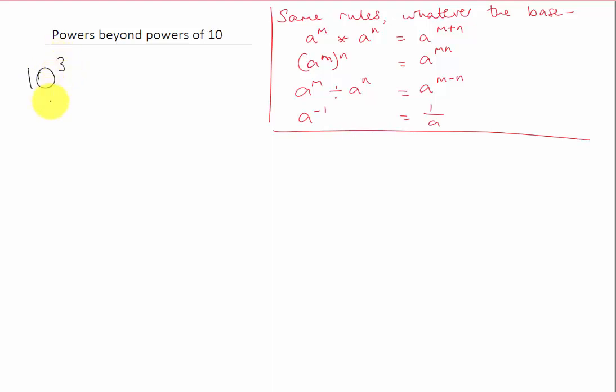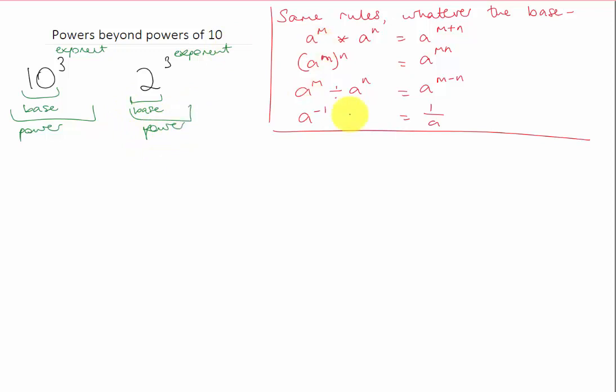So for example, if we had 10 to the power 3, then 10 is the base, 3 is the exponent, and the whole thing is the power. And similarly, let's imagine we have 2 to the power 3. Then just the same, this 2 here is the base. 3 is the exponent, written up small at the top there. And again, this whole thing we could say is a power.